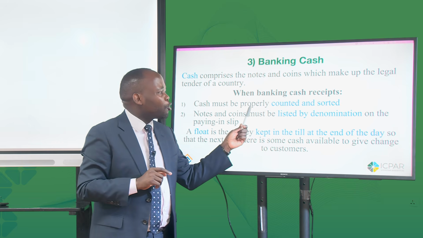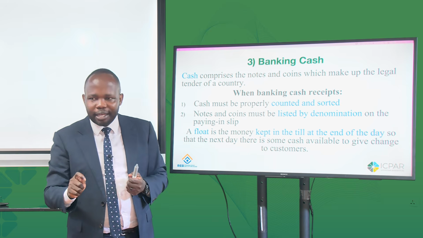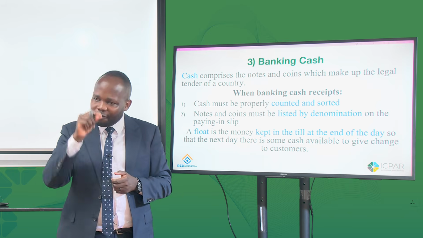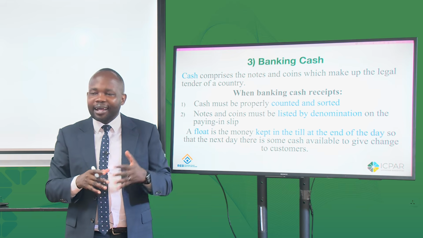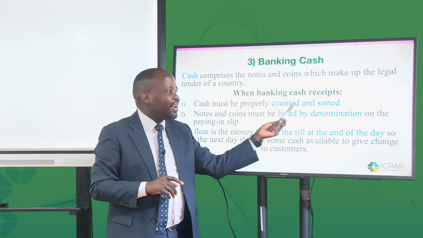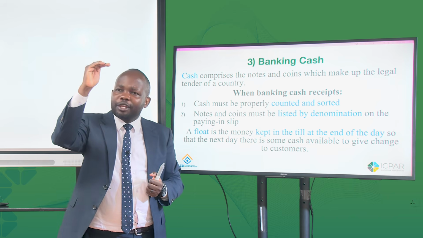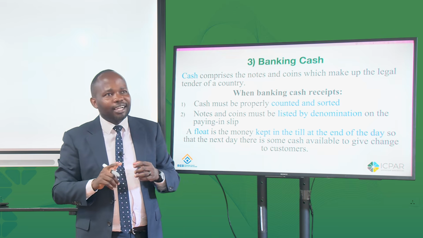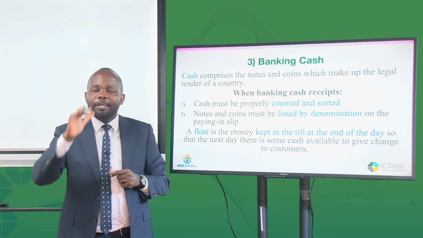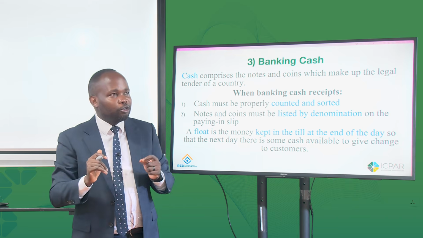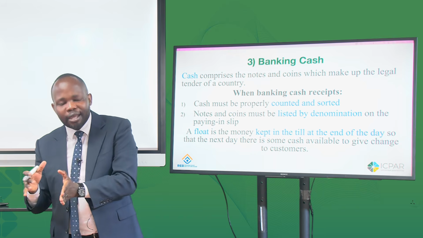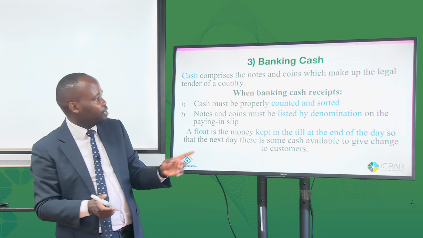Cash must be properly counted and sorted. If you are the one going to the bank, you must confirm. You are not just given the cash by the accountant and then you just go without confirming how much cash you have. You must count and sort it out. Sorting is in different denominations. Maybe we have notes of 5,000, notes of 2,000, notes of 1,000. You must sort them in order so that you know that the 5,000 notes were 20, the 2,000 notes were 100, the 1,000 notes were maybe 2,000.